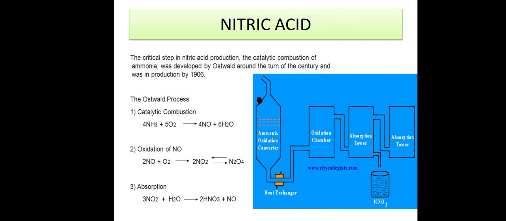Now nitric acid is prepared by the method called Oswald process. Manufacture of nitric acid is done by Oswald process.